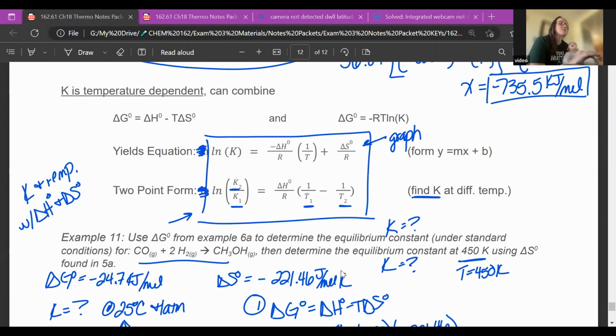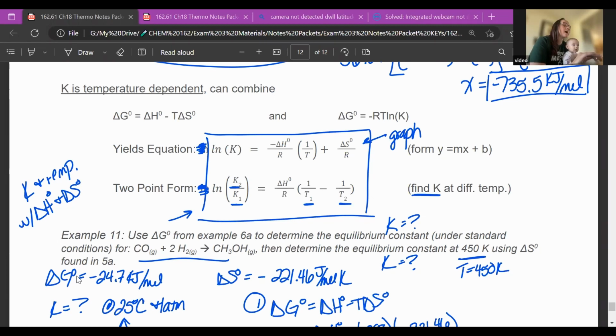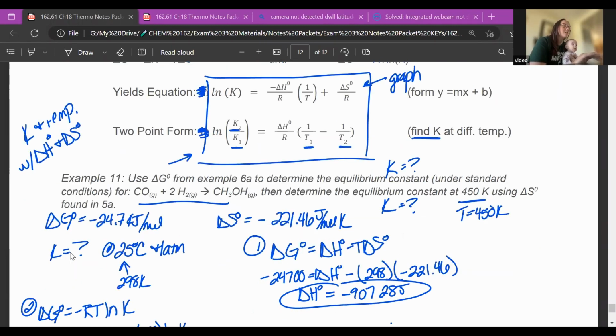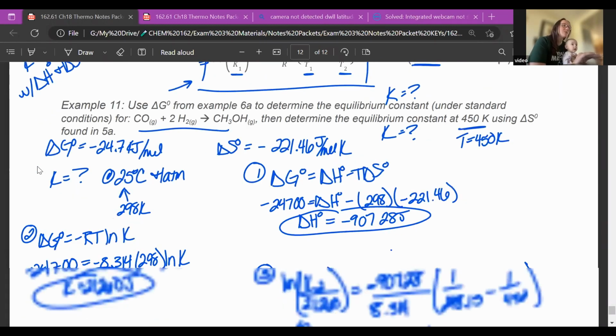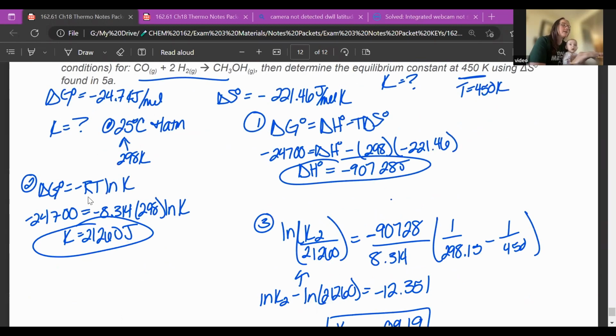So the first thing I did was find K at 25 degrees Celsius. I know K and delta G are related via this equation: delta G, which I had, equals negative RT ln K. So I could solve for K pretty easily. Again, make sure everything's in joules. I got K is 21260 joules. This was for 298 K specifically. All right, so I have K at 298.